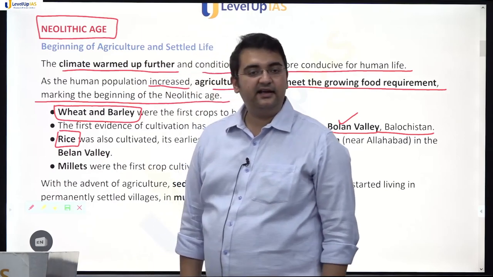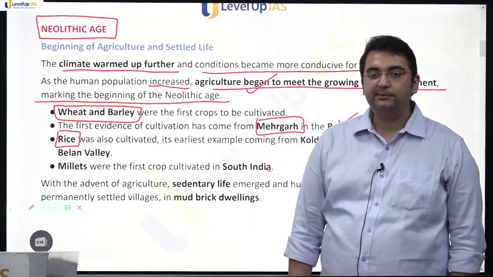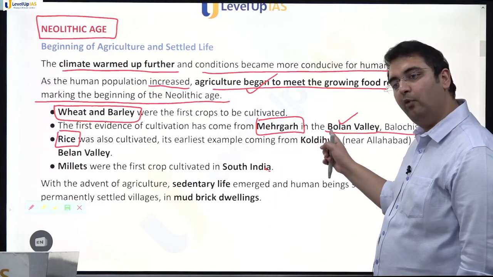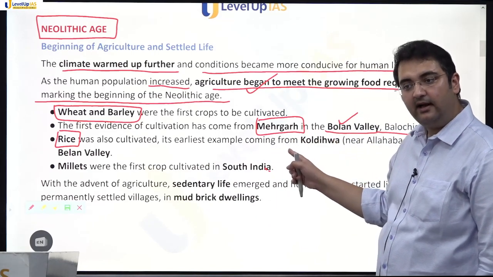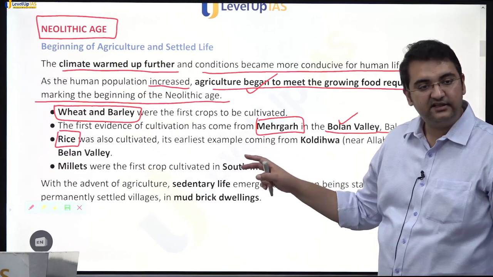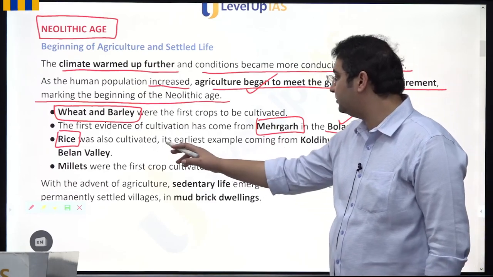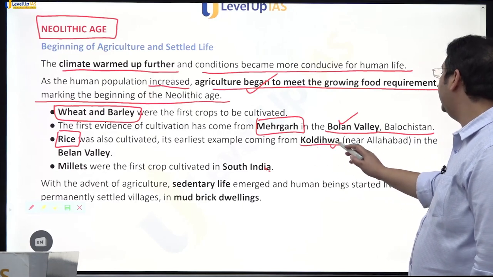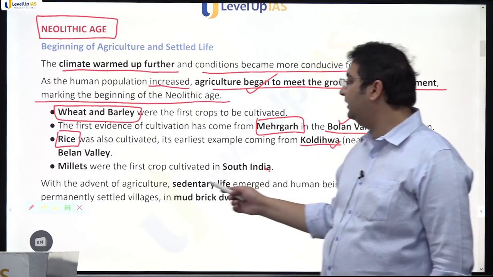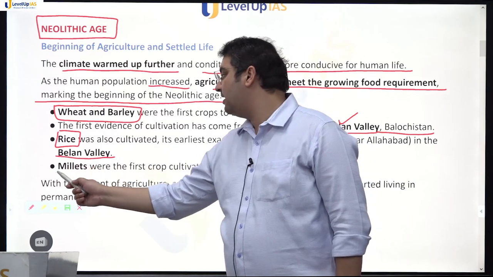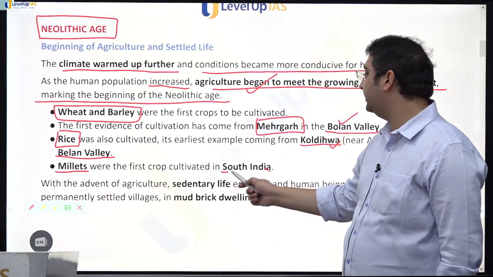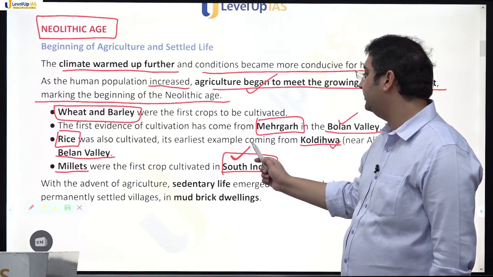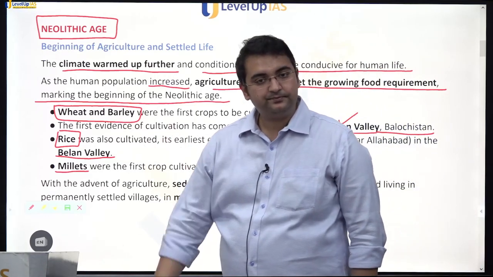And the earliest evidence of rice cultivation comes from the Belan Valley. Which one is this? Bolan Valley and rice cultivation, the Belan Valley. Where is this? Eastern UP. So rice was also cultivated. Its earliest example comes from Koldiwa near Allahabad in the Belan Valley. And millets were the first crops to be cultivated in South India. Okay? Is this much clear?